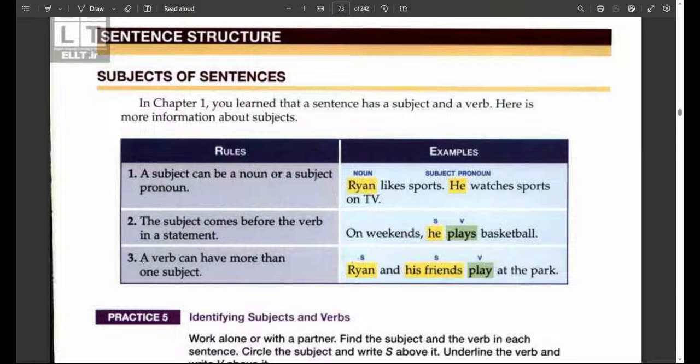And the third rule is a verb can have more than one subject. So Ryan and his friends play at the park. Ryan and his friends are the two subjects. They play at the park.